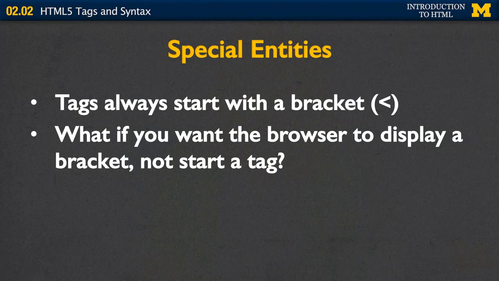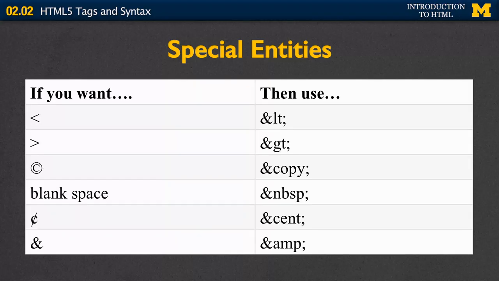Okay, so one of the things I told you was that tags always start with a bracket, which is fine. That's very easy to figure out, and the browser knows whenever it sees a bracket, it shouldn't display the content. It should do something fancy. So what do you do if you want the browser to display a bracket and say, hey, this isn't a start tag? Well, then you're going to use special entities. So if you want a bracket, you would use ampersand LT semicolon. The LT stands for less than. And please note that's an L, not a 1. You could also do ampersand GT for greater than.